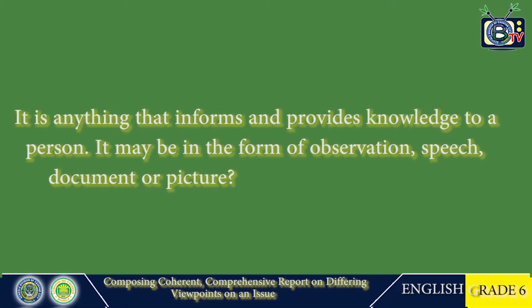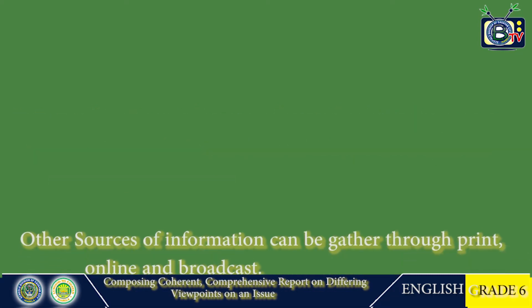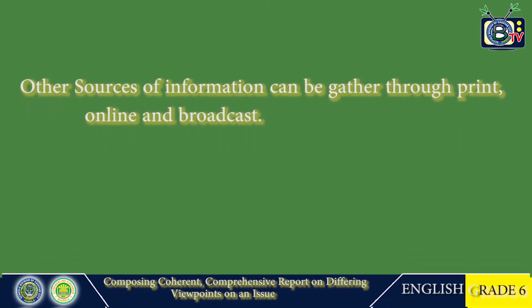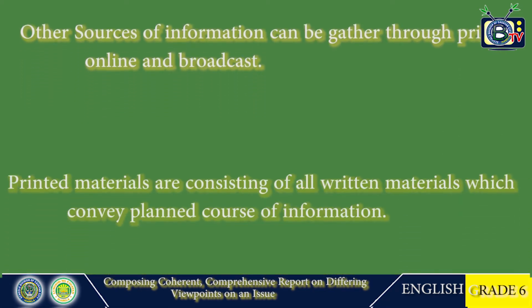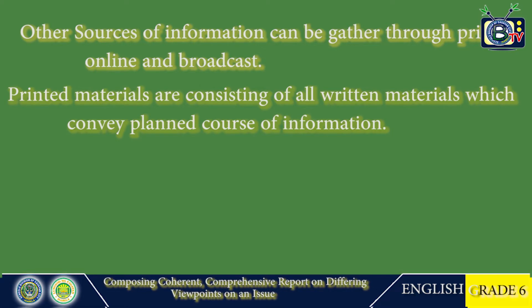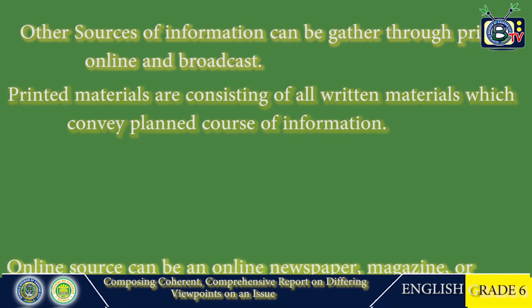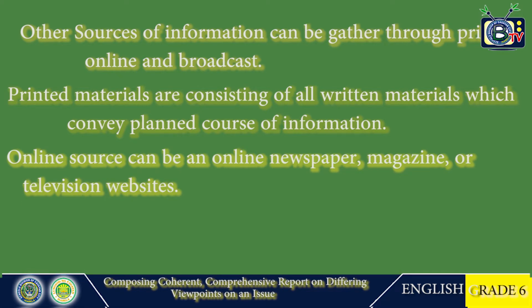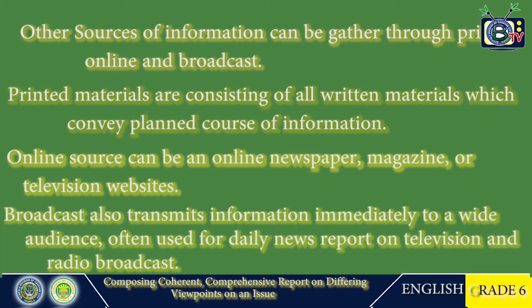It is anything that informs and provides knowledge to a person. It may be in the form of observation, speech, document, or picture. Other sources of information can be gathered through print, online, and broadcast. Printed materials consist of all written materials which convey a planned course of information. An online source can be an online newspaper, magazine, or television website. Broadcast also transmits information immediately to a wide audience, often used for daily news reports on television and radio broadcasts.